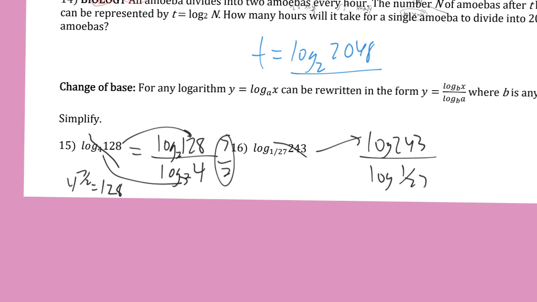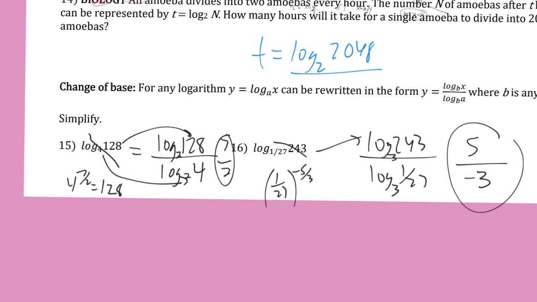You pick a base that seems cute. 3 seems great. 3 to the negative 3 is going to be on the bottom. 3 to what is 243? I believe that's 5. I'm going to check that on my calculator. What is 3 to the 5th? It is 243. And if you raise 1/27 to the negative 5/3, do you get 243? We're checking it. So the answer is not your argument, it is the exponent that you get, the negative 5/3.